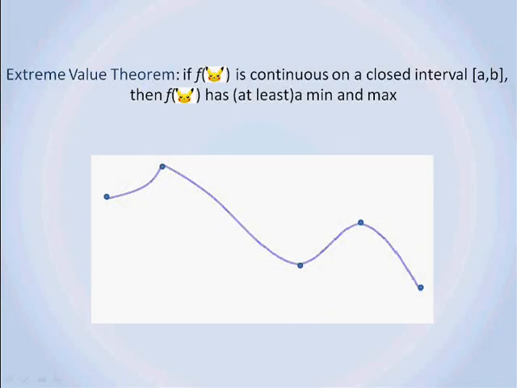Okay, so extreme value theorem. If f of x is continuous on a closed interval a to b, then f of x has at least one minimum and one maximum. And to find the minimum and maximum, you have to find the critical points, which is the derivative, and set it equal to 0 or see if it doesn't exist.